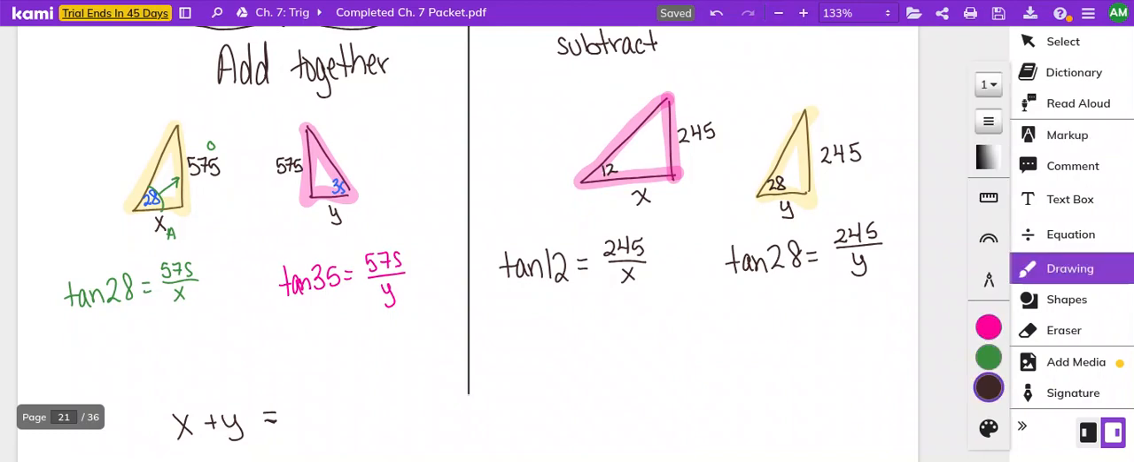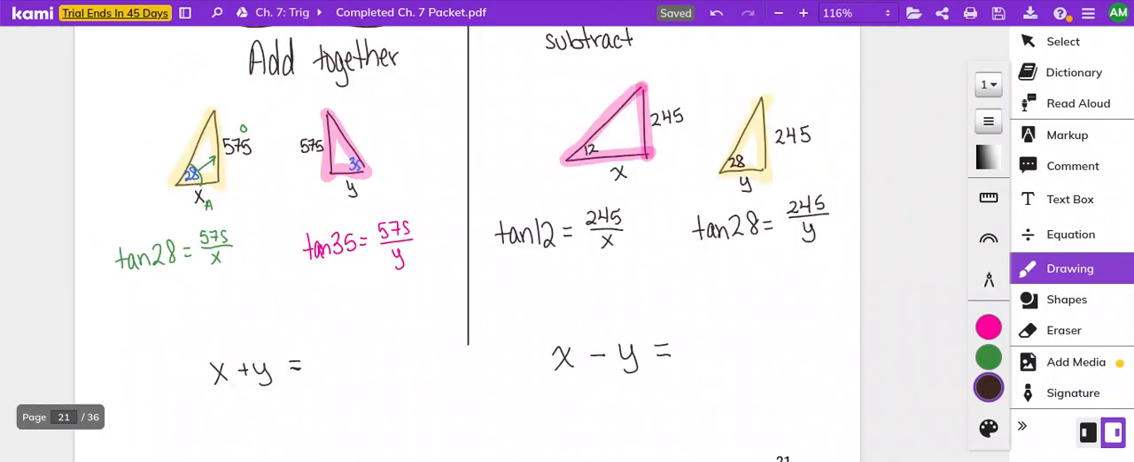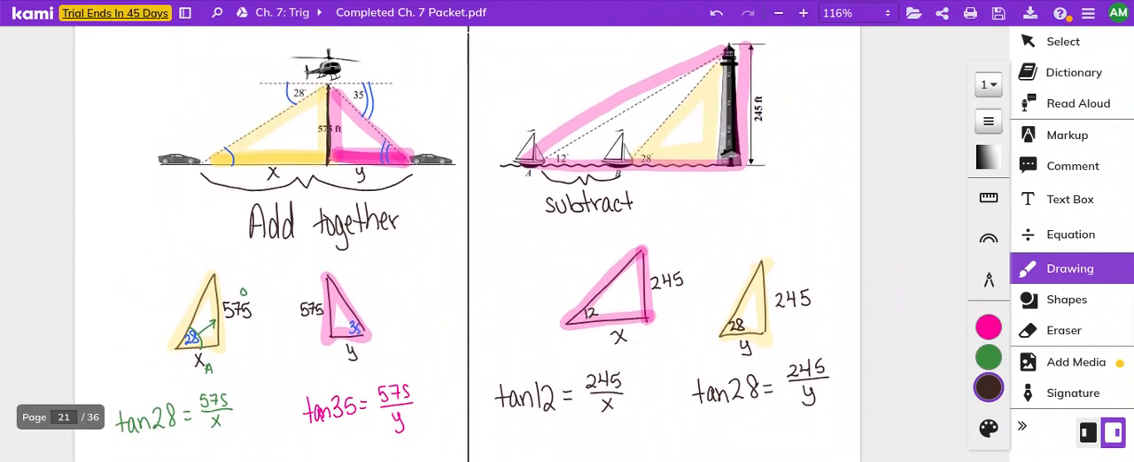All right, now that I've got that, at the very end, what are we going to do? We're going to take the larger number and subtract the smaller number to get our total. So these are the two types of questions that you're going to see today. Either we're going to add or we're going to subtract.